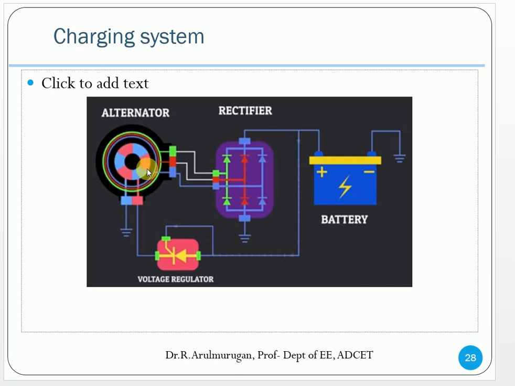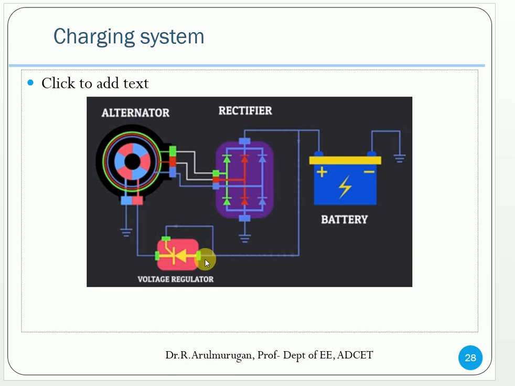Whenever a current carrying conductor cuts the magnetic flux, EMF is induced in the conductor. So that EMF, or current you can say, is induced. It's AC. So AC current is induced. We want to convert that AC into DC. So a rectifier is used to convert AC to DC and store it in the battery. Okay, only DC is stored in the battery.